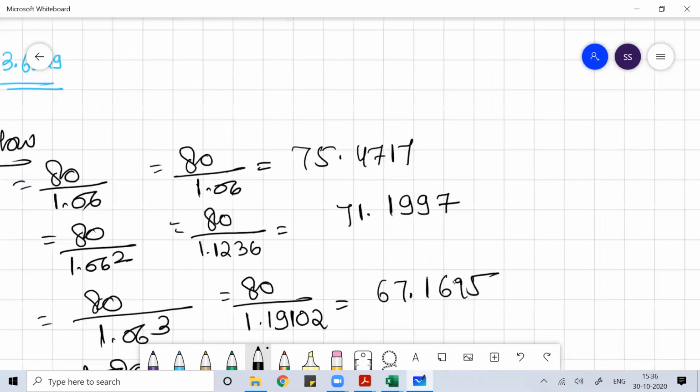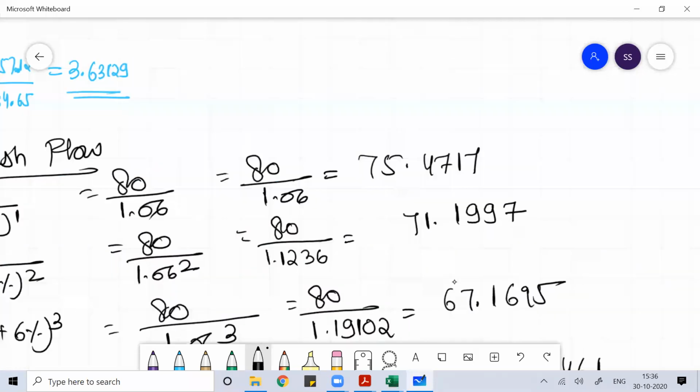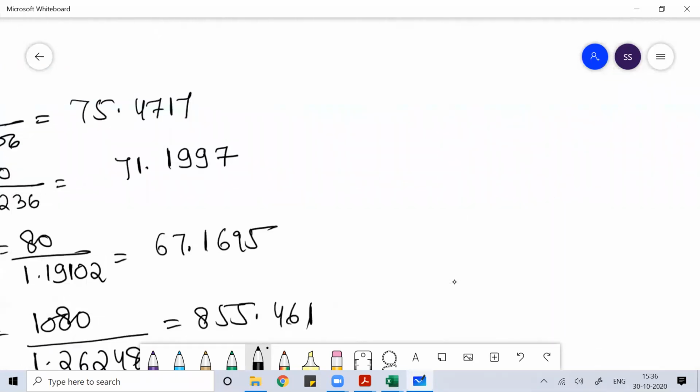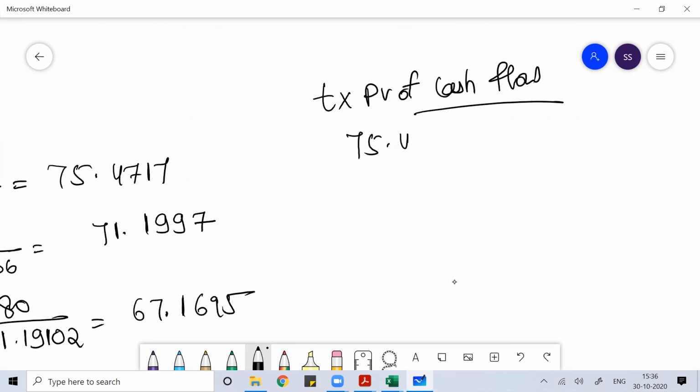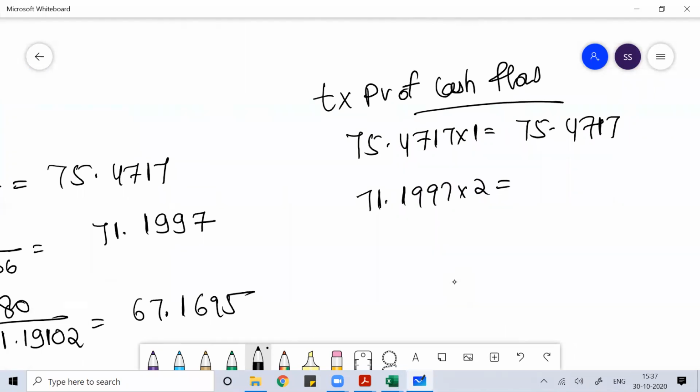Once you get the price, you have the present value of cash flow. Now calculate T into present value of cash flow. So 75.4717 into 1, you'll get 75.4717. Then 71.1997 into 2, you'll get 142.399.